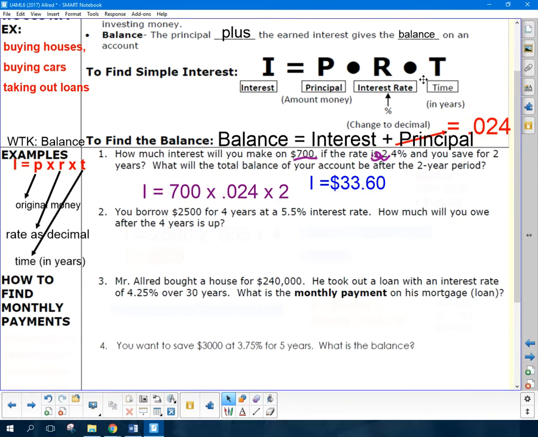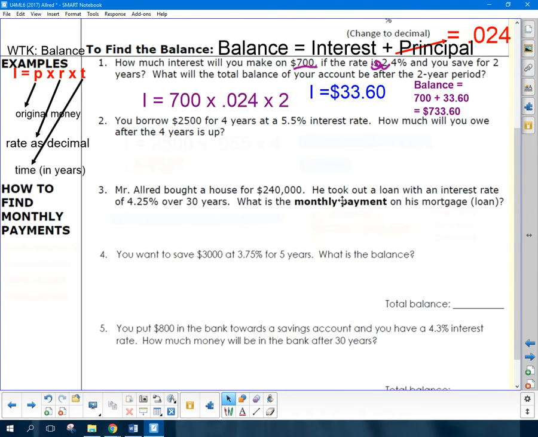Okay? So interest is extra money that is earned or owed. To find the balance, we always have to add the interest back to the principal. That'll tell us the total amount that is earned over that 2-year period. So the total balance of your account, if you put money in a savings account for 2 years at a 2.4% interest rate, is $733.60. So you still have the $700 you started with, but you earn $33.60 extra. That's a savings account. You might earn some extra money.